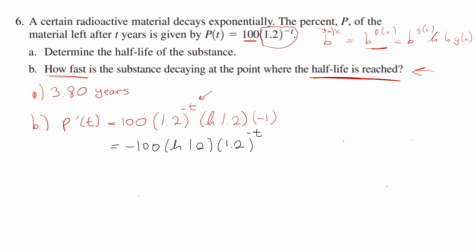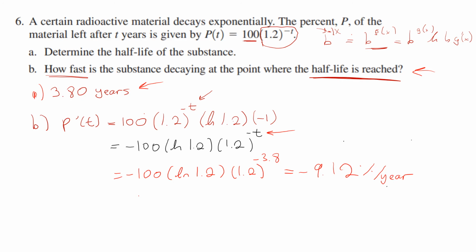Now, all we need to do, since we have the derivative equation, is plug in my half-life. What I mean by that is we found that the half-life is reached at 3.80 years. So since I know this is the t value, all I need to do is plug in 3.8 for my t value. So now I have negative 100 ln 1.2 times 1.2 to the power of negative 3.8. If you plug that into your calculator, you will end up getting negative 9.12, and you can say it decreases by 9.12% per year. And that will be your answer.